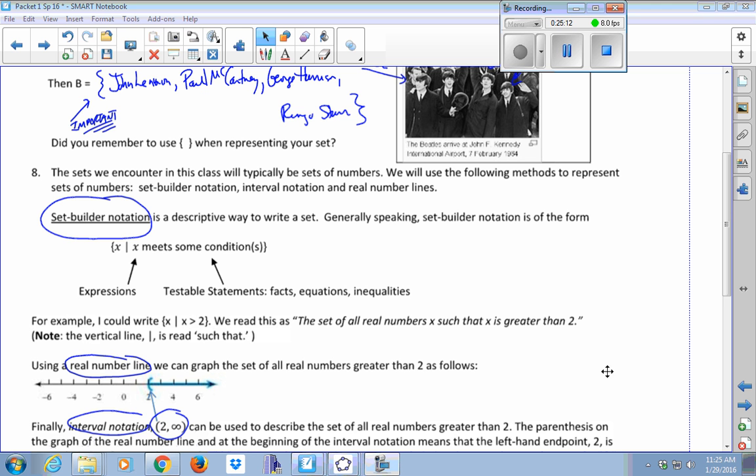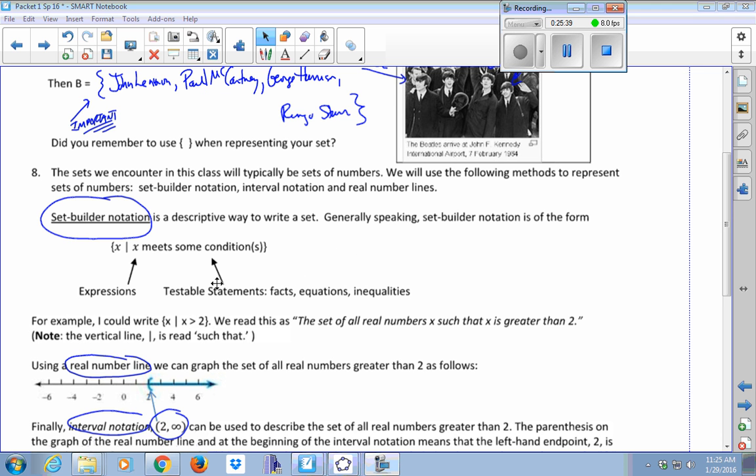So set builder kind of looks a little funky and a little scary when you first look at it, but it's not that bad. It's just got a lot of little things you have to learn how to say and read. So set builder notation is a descriptive way to write a set. It's almost like writing in a sentence. Sometimes those sentences can be in the form of equations or inequalities, but you're describing how you get to be a member of that set.